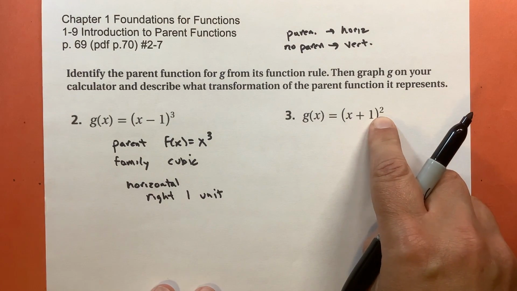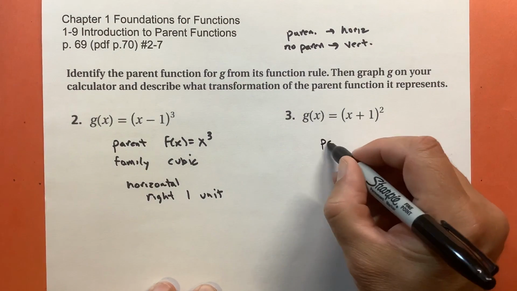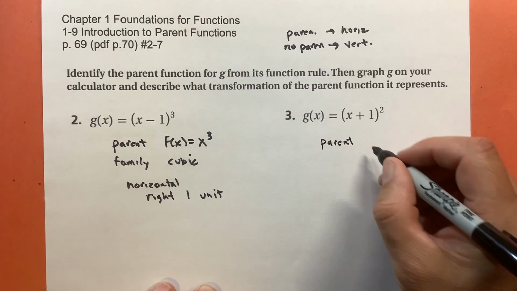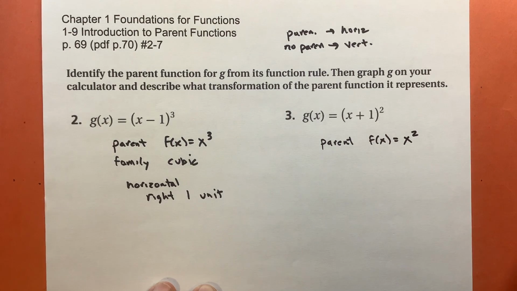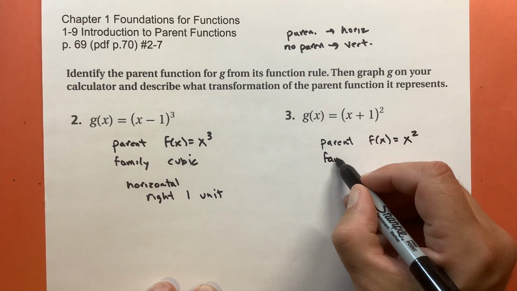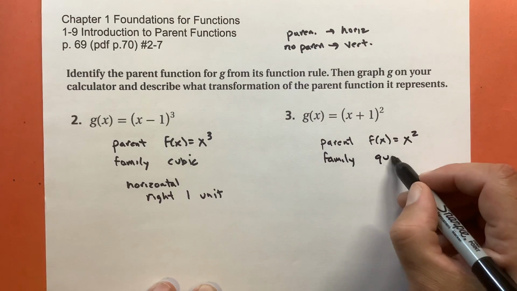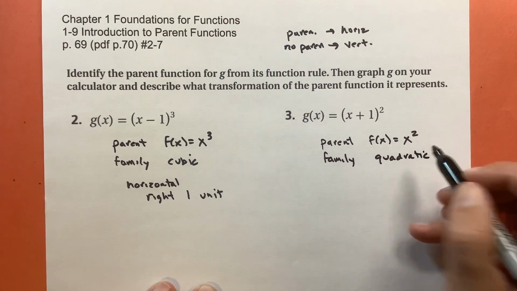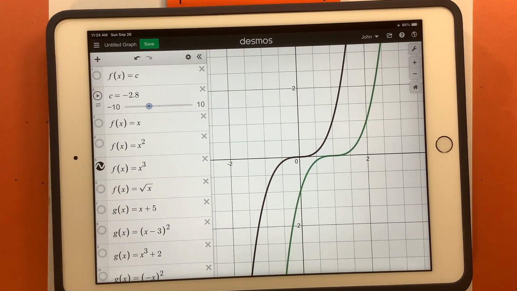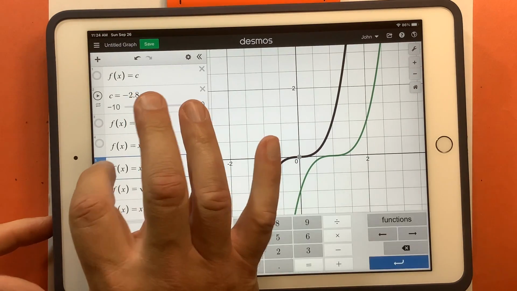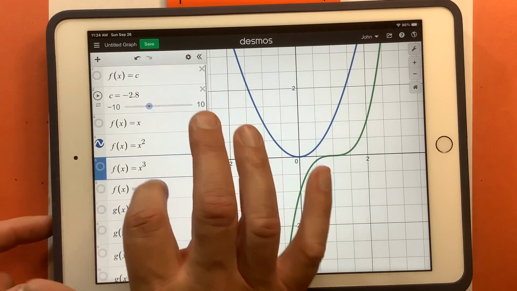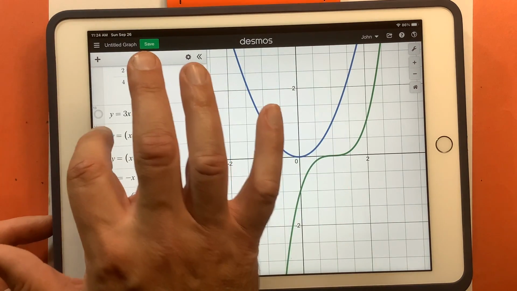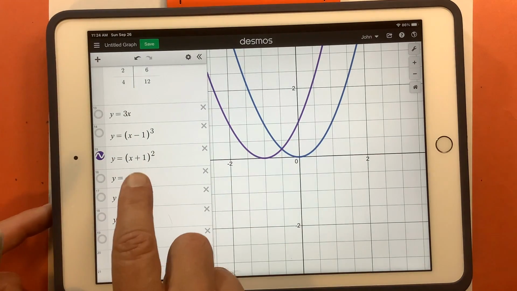So I see the x to the second power. Looking back at my table, which is over there, but I think by now you're getting it, the parent function is f of x equals x squared, and the family is the quadratic family. So let's look at the graph real quick. Try to hide this. I'll show the quadratic since I'm already here. I'll hide that one from previous. So this is my new one.